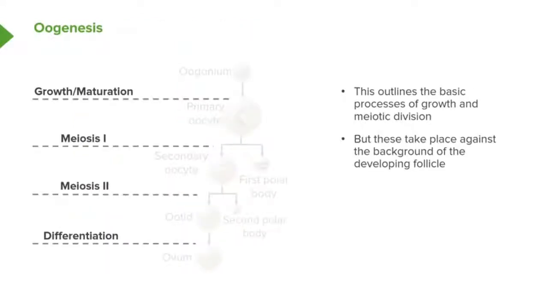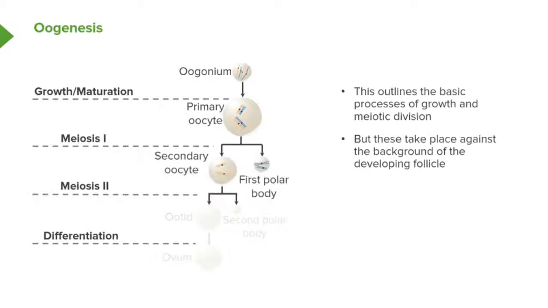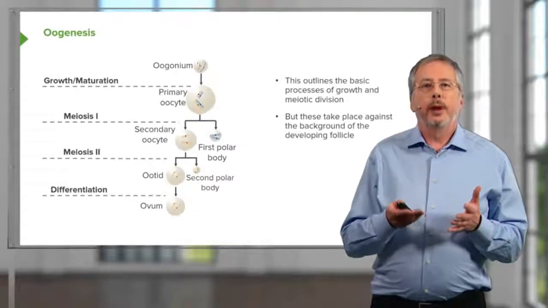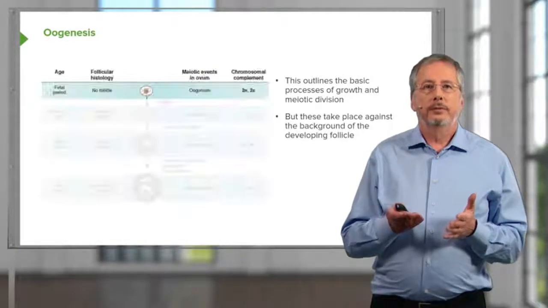Here's a diagram which outlines the process of oogenesis. So we can see that the original oogonium will give rise to the primary oocyte, and then it will enter its two meiotic divisions. However, it will not complete these divisions until long after birth. Indeed, the second meiotic division is not completed until fertilization. So we can see that studying this in the abstract, looking at this diagram on its own, is actually kind of missing important information. So first of all, we have to add the background of the developing follicle.